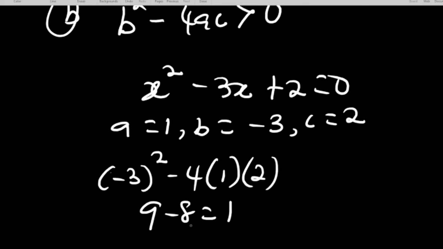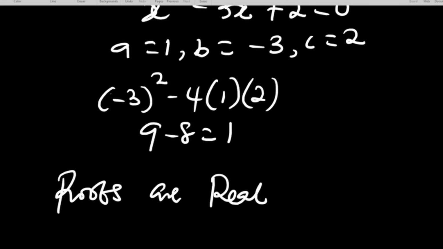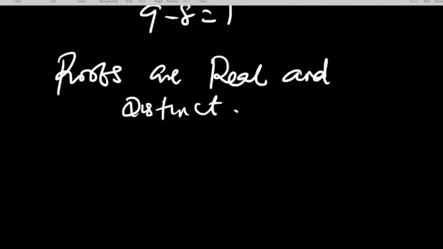Have you seen? Since the discriminant equals 1, you can see that 1 is greater than 0. It means that the roots are real and distinct. When we say distinct, it means that they are different, they are not the same. Unlike the other one where the roots are real and repeated, where you have x equals 1, x equals 1, or x equals 2, x equals 2.